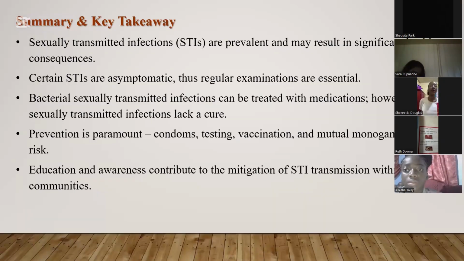Okay, class, we're now going to move to our summary and takeaways for the day. One, we do know that sexually transmitted diseases can result in terrible health consequences. Two, we know that some STIs are not visible. There are no visible symptoms or no early detection. Three, sexually transmitted infections can be treated with medication. These are the bacterial ones. The viral ones have no cure.